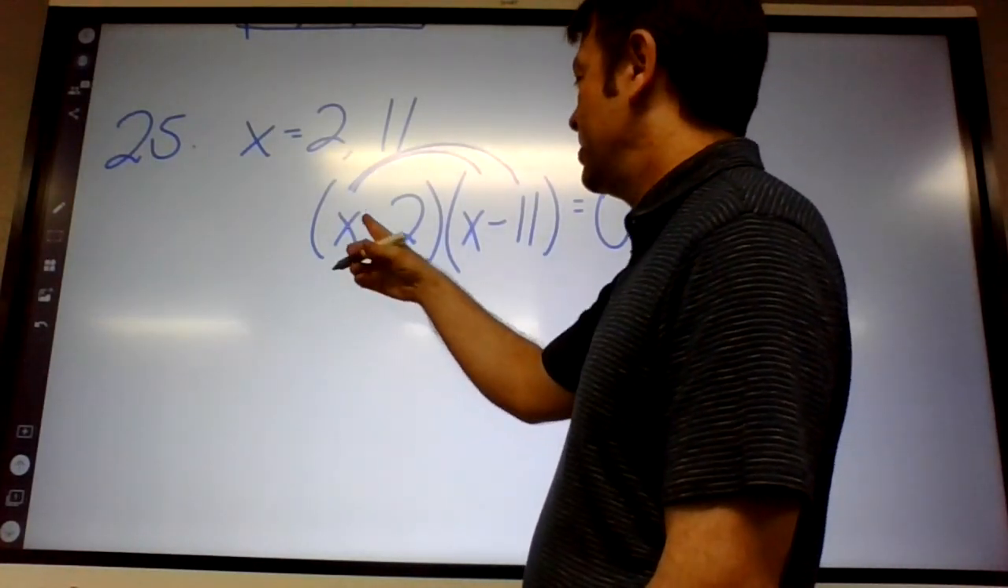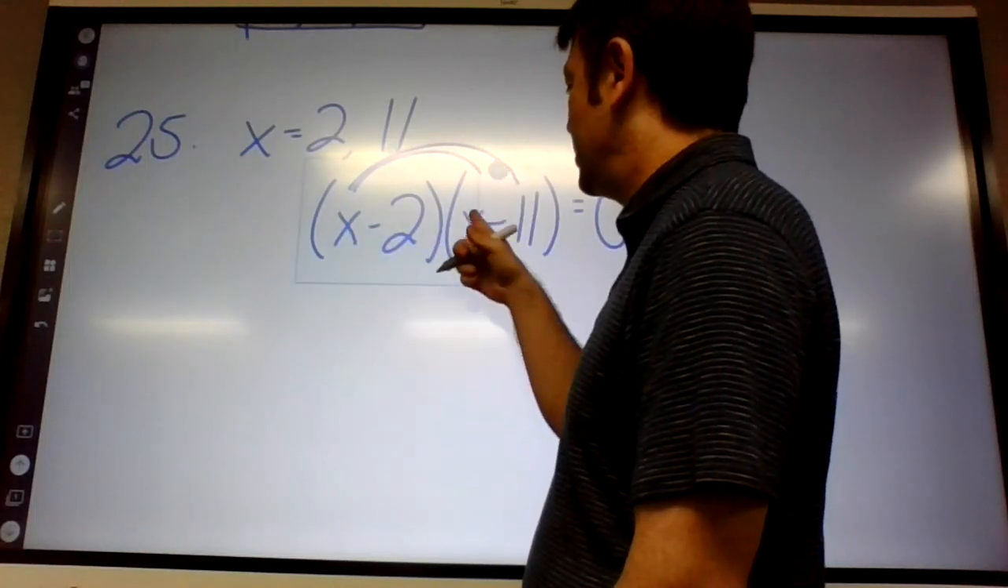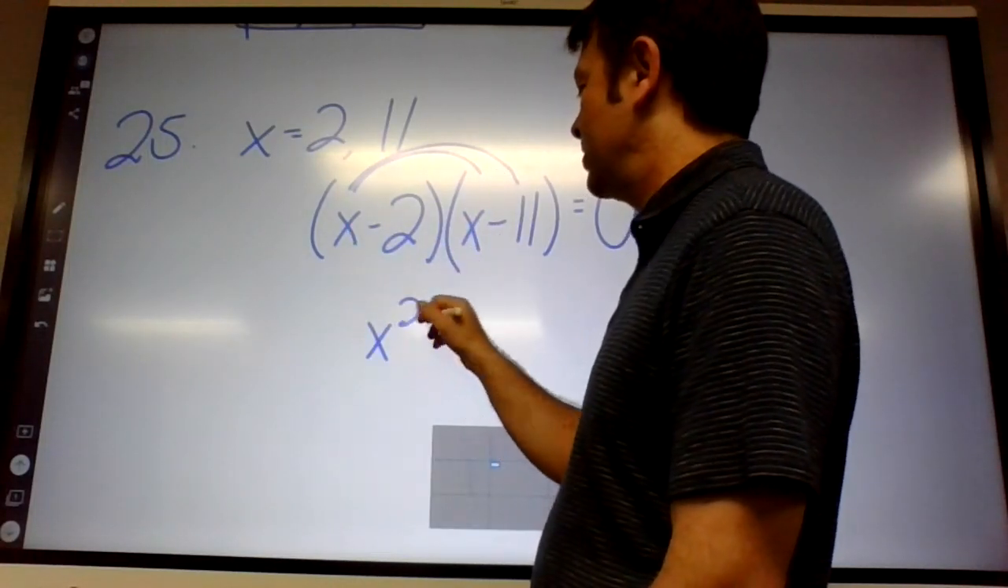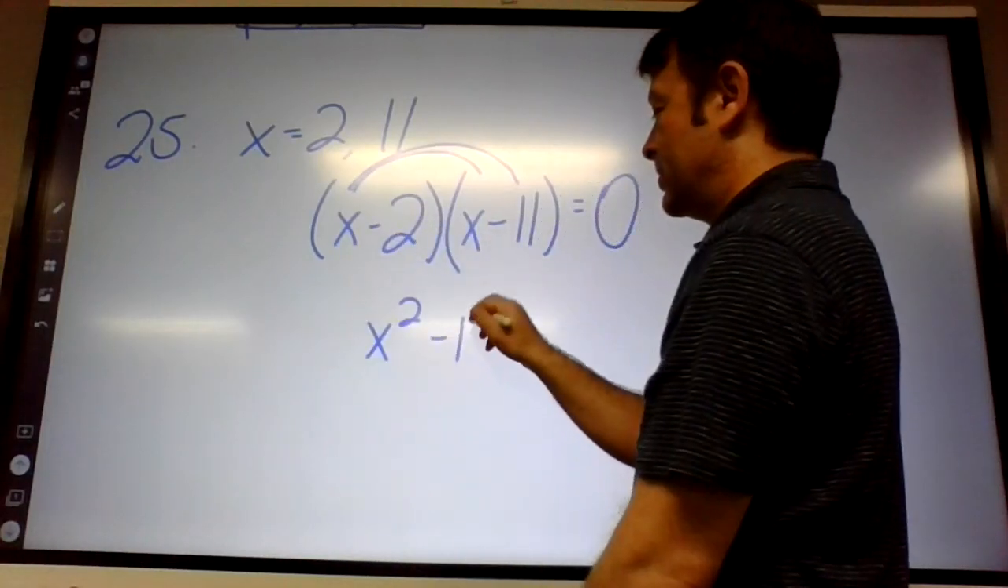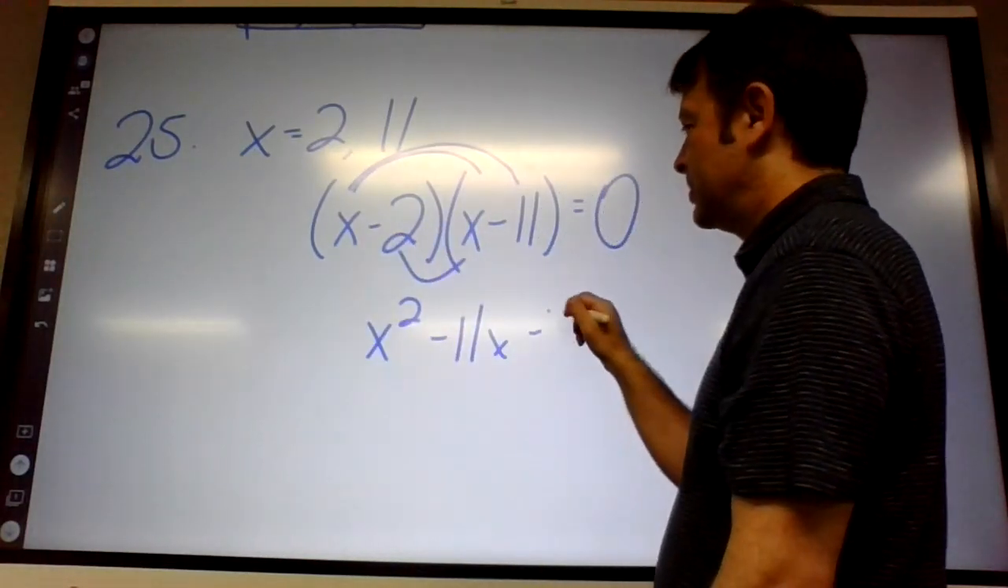Anyways, the x times x is x squared. Outside is minus 11x minus 2x.